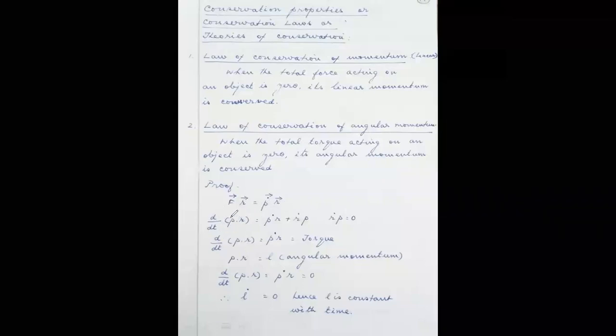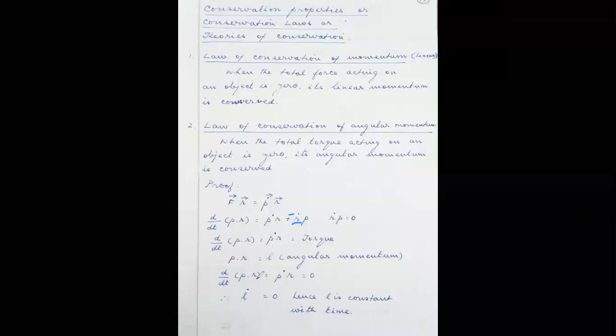So d by dt of p into r, which you can see, first p is differentiated, r is taken as the constant, then r is differentiated, and p is kept as the constant. Normally the radius does not change. As the radius is not changing with the time, this particular part becomes zero. So d by dt of p r is equal to p dot r, which is equal to the torque. So p into r is angular momentum L, that is linear momentum into distance is angular momentum. Then the rate of change of p into r is p dot r, which is equal to zero.